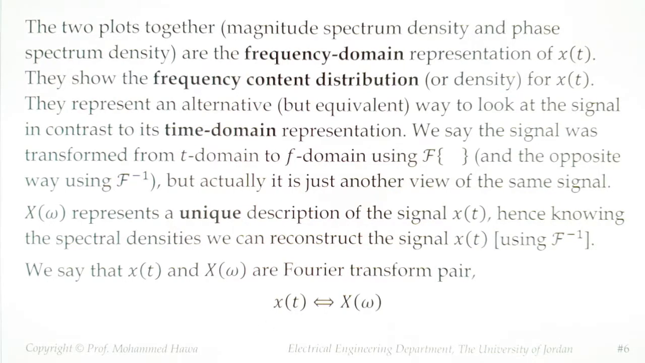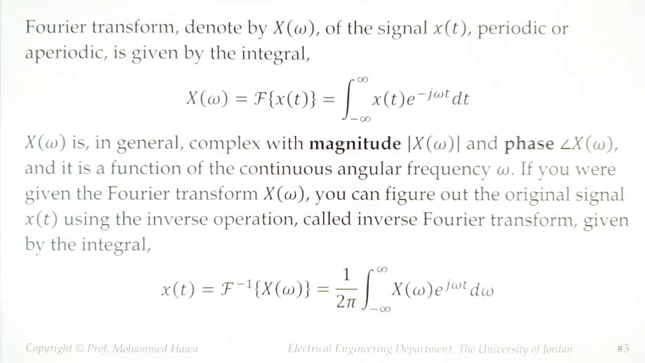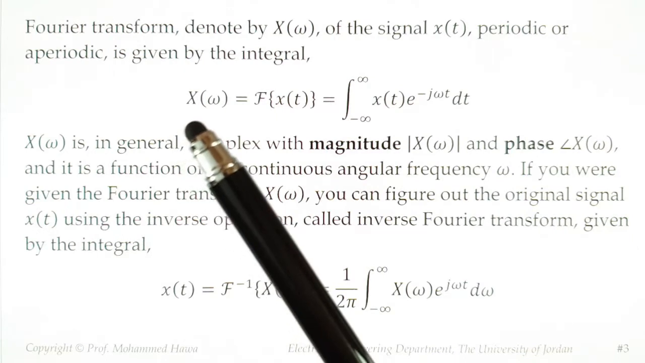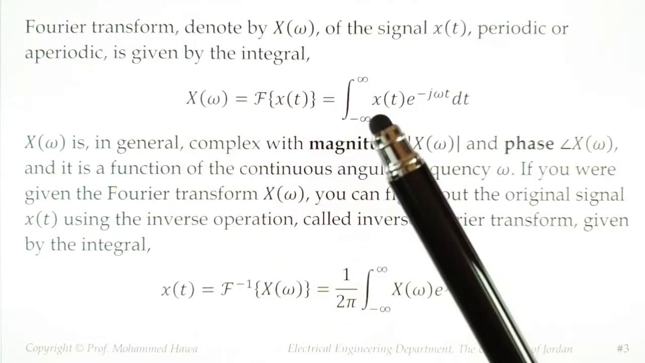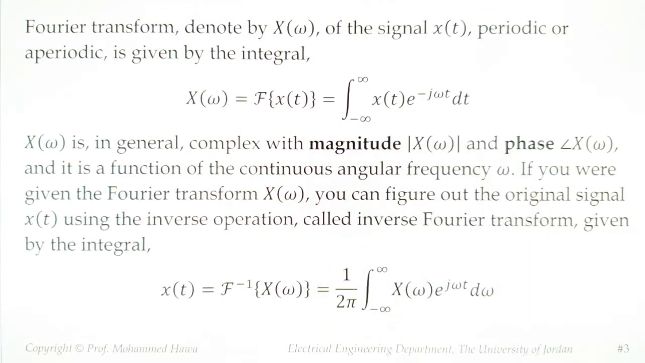They are two representations that are equivalent for the same signal, for the same thing. Alright, so you understood that if you want to find X of omega from x of t, you need to do this integral. And we're going to go through some examples in the next video. But what should you expect from this integral if the signal is periodic or if the signal is aperiodic?